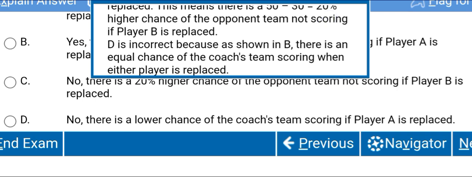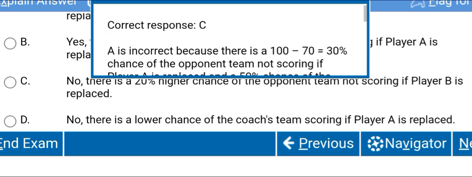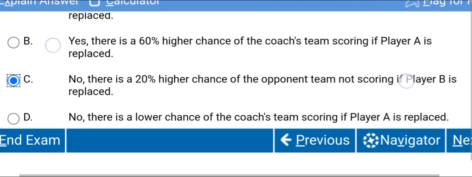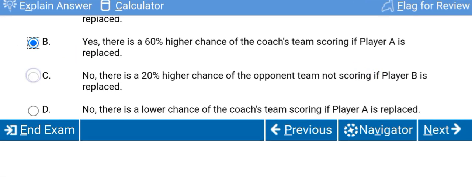D is incorrect because, as shown in B, there is an equal chance of the coach team scoring when either player is replaced. So here the correct option is option C, which says no, there is a 20% higher chance of the opponent team not scoring if player B is replaced.